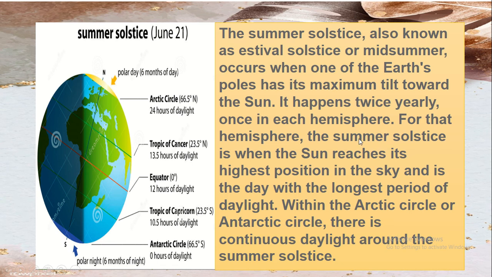For that hemisphere, the summer solstice is when the sun reaches its highest position in the sky and is the day with the longest period of daylight. Within the Arctic Circle or Antarctic Circle, there is continuous daylight around the summer solstice.